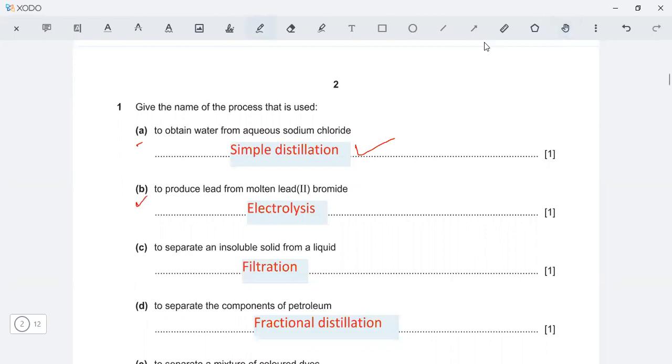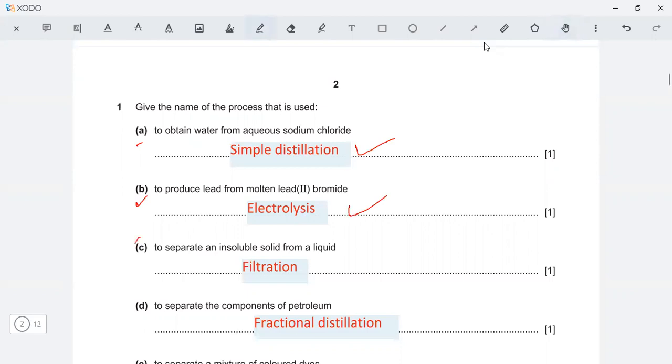Next, it's B. What is the name of the process to produce lead from molten lead bromide? Okay, generally we tend to get metals from metal related compounds. Like here we are asked how we are going to produce lead metal from lead bromide, so by means of electrolysis.